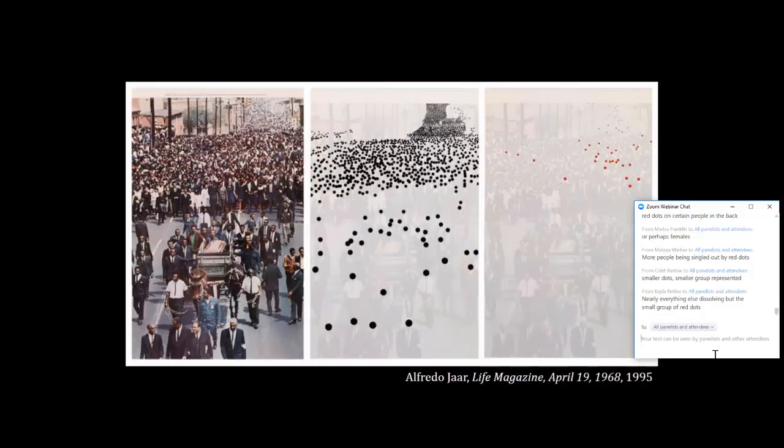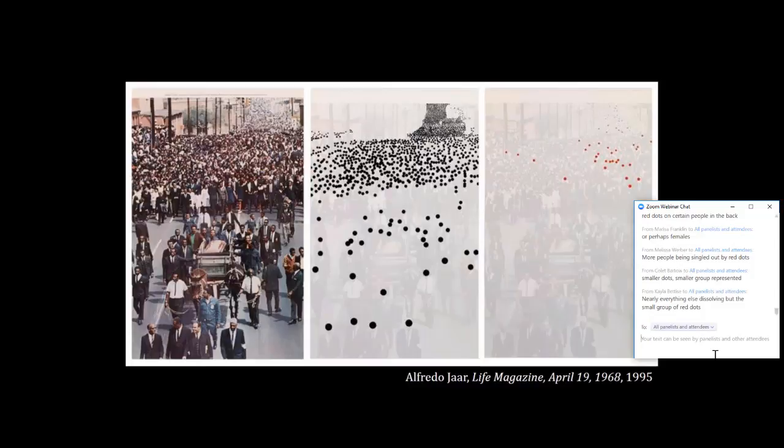And so when Alfredo Jaar was working on research for one of his other works, he came across this iconic photograph that's on the left panel that was in the April 19th issue of Life magazine of Dr. King's funeral procession. And he was just struck by the lack of white people in the photograph. And so he chose to highlight that, to highlight the disparity between the number of black and white mourners by using the second and the third panel in the way that he did.